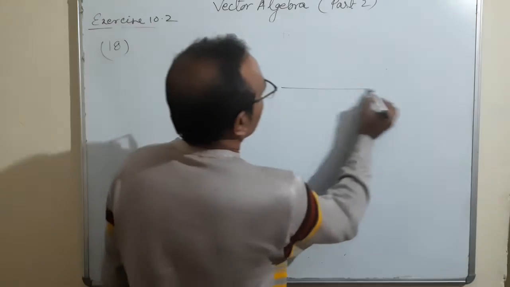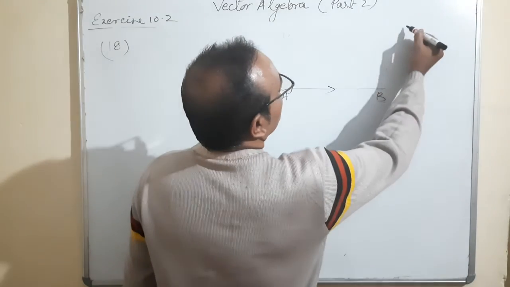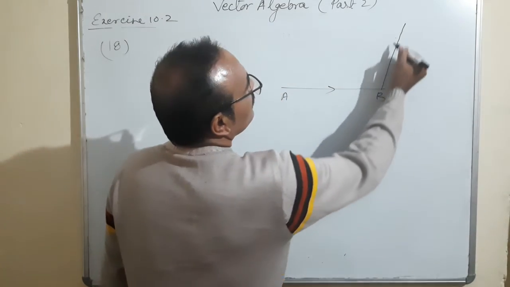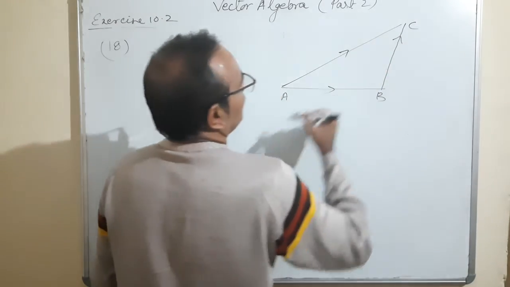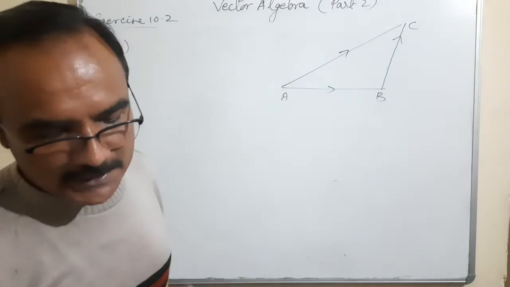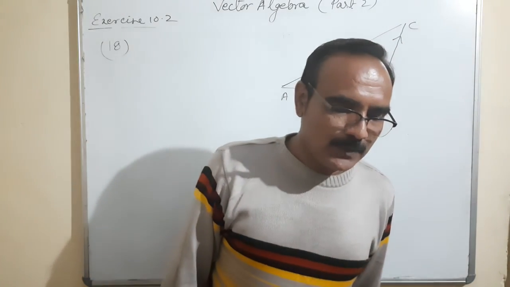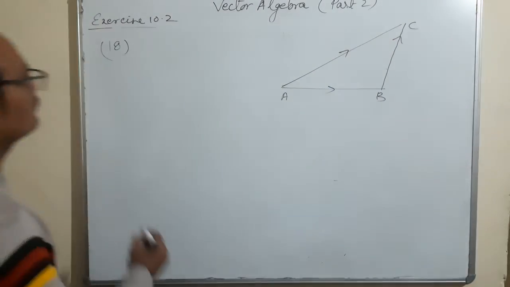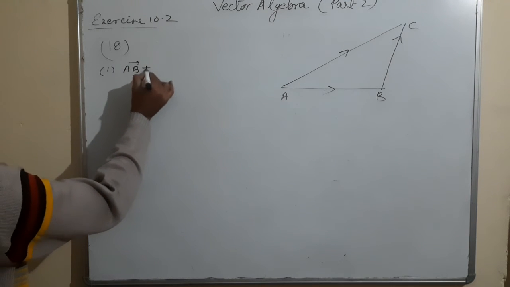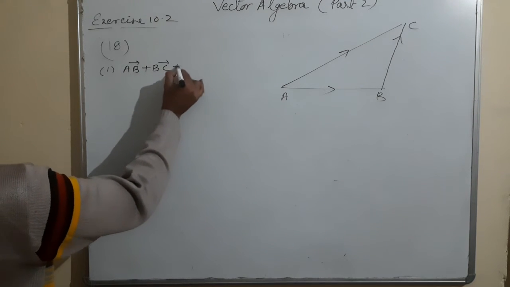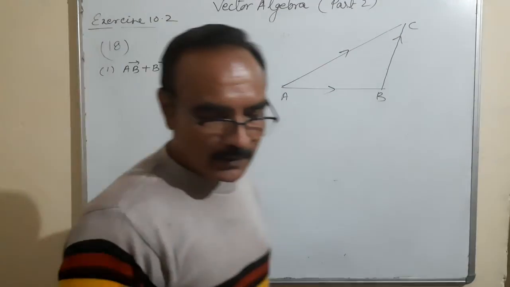One triangle is given, with sides AB, BC and AC. Four parts are there. One is AB plus BC plus CA is equal to 0, the zero vector.